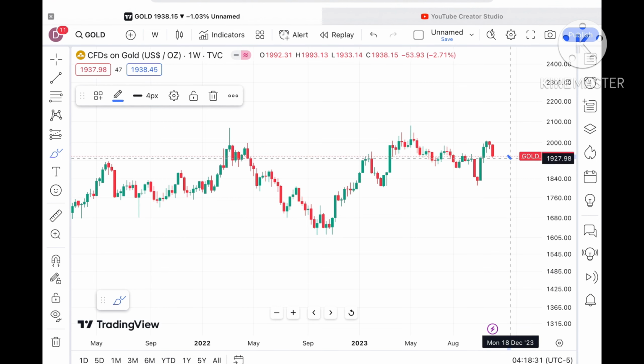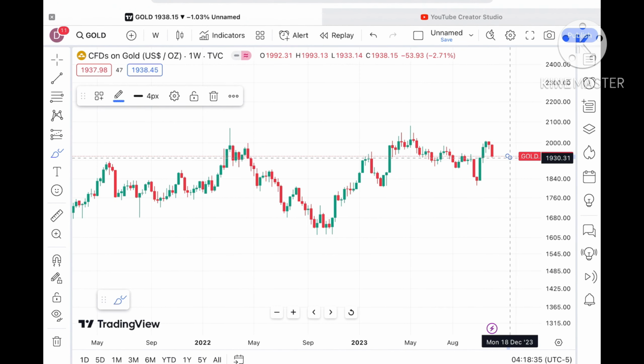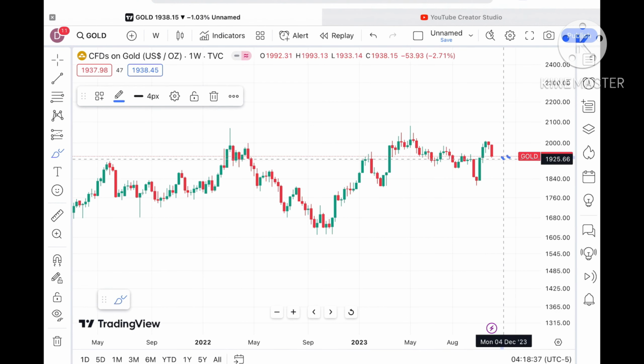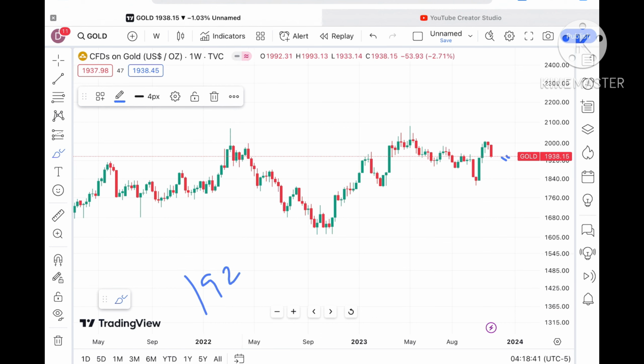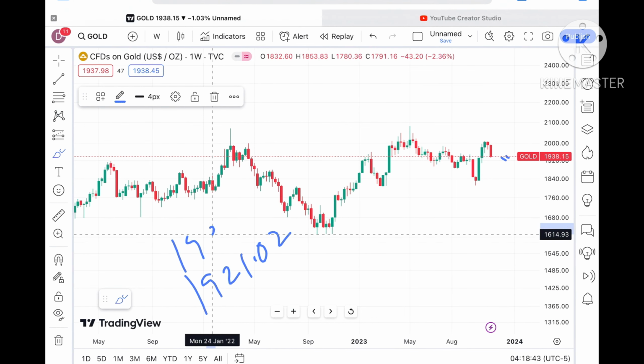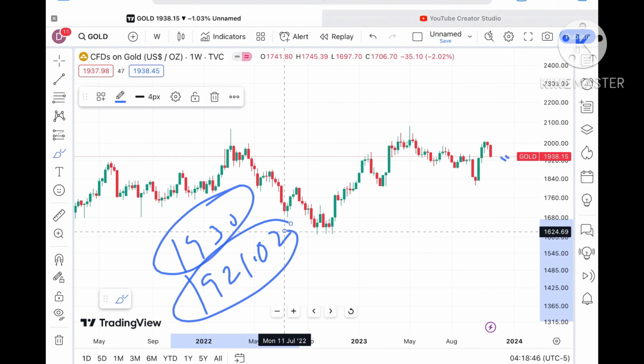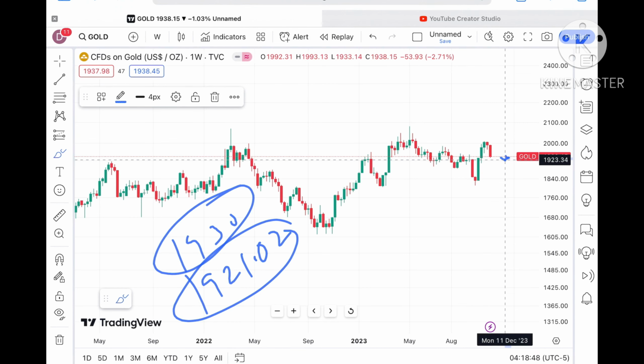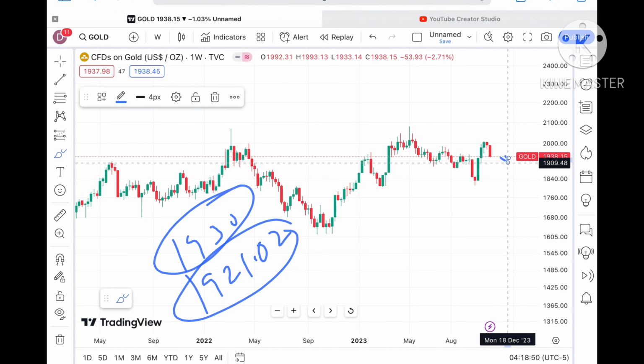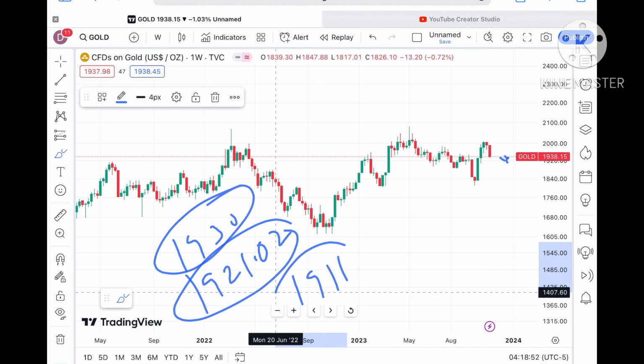Suppose the price doesn't sustain this level, and chances are very high it will not sustain. It can go towards $1930, and if the price falls below that level, we can see it will touch a level of around 2102 after 1930. And if that level goes further down, then we can see a probability of going further low, and then a probability of touching a level of 1911.